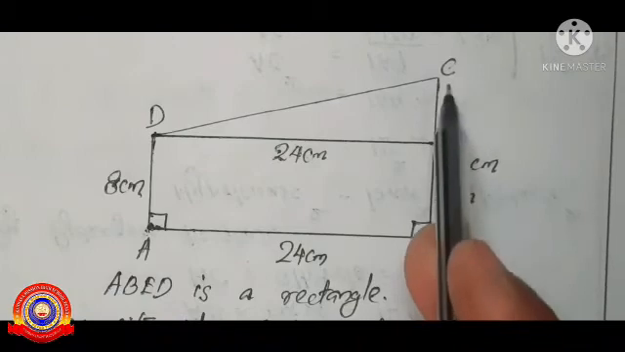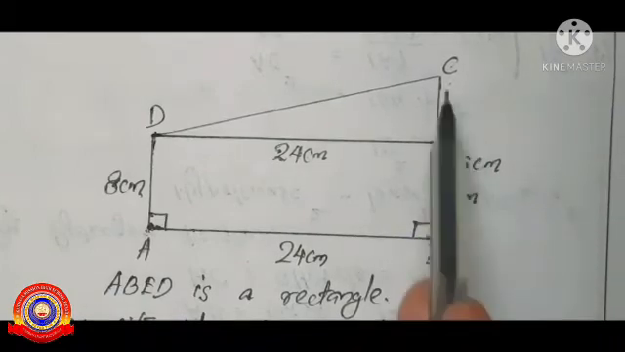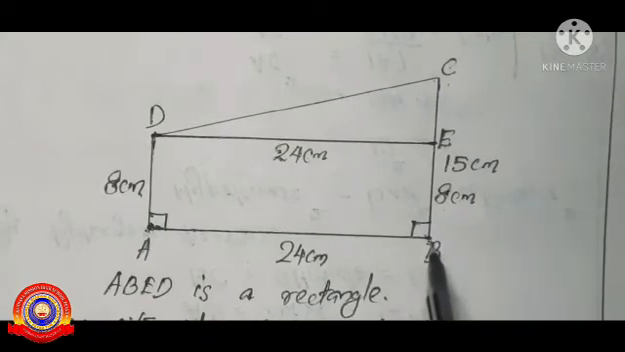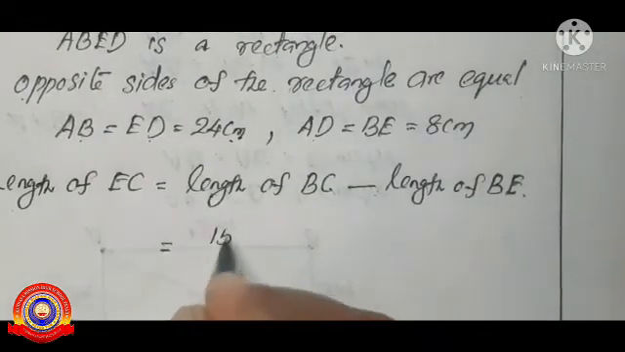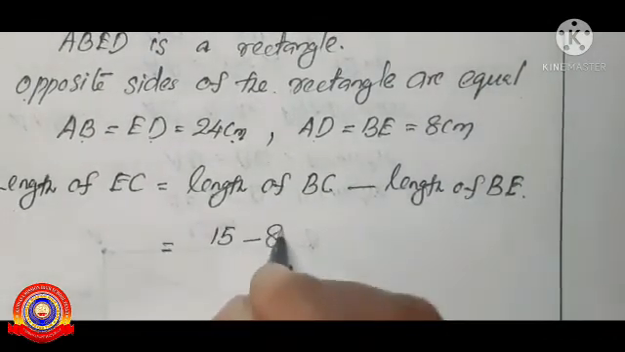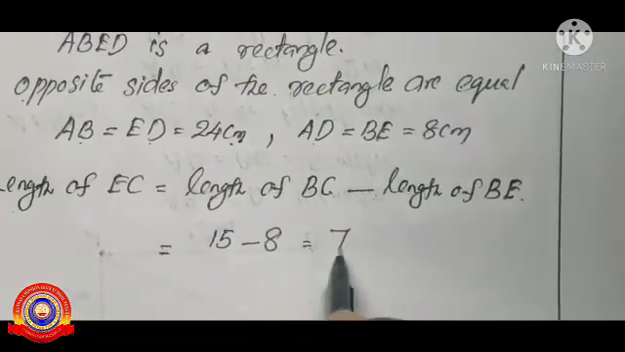Then we have to find the length of EC. Length of EC equal to length of BC minus length of BE. So it becomes 15 minus 8, which is equal to 7 centimeter. So length of EC equal to 7 centimeter.